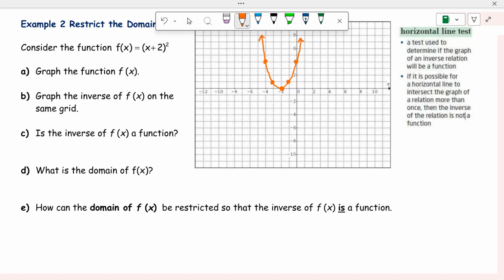So do not algebraically find the inverse. That's not what I want you guys to do. Just take those points that you have, and sketch it like we did the first graph.